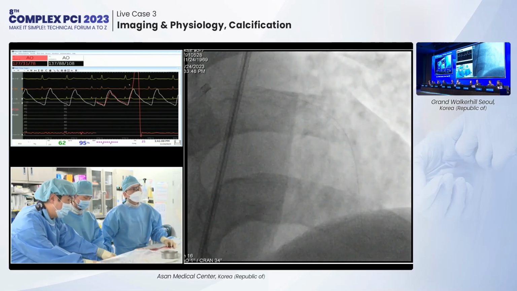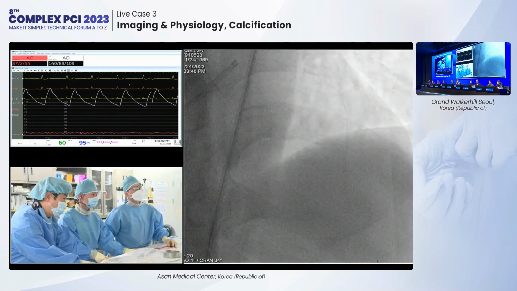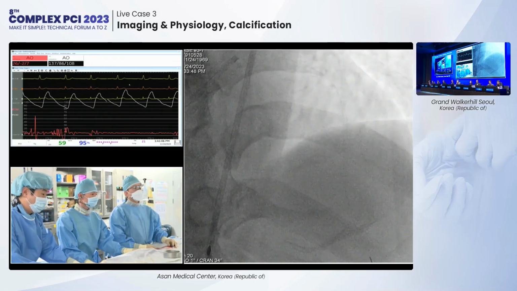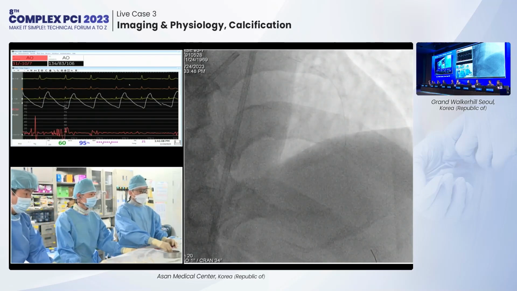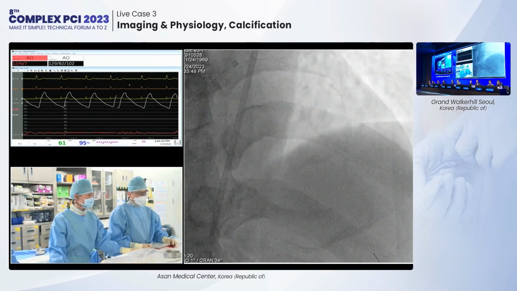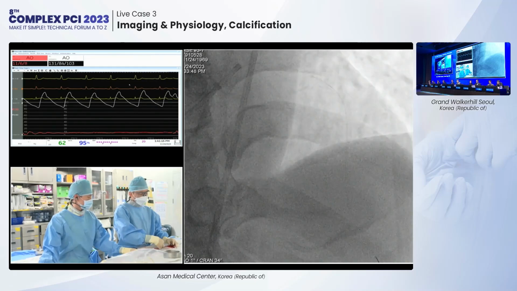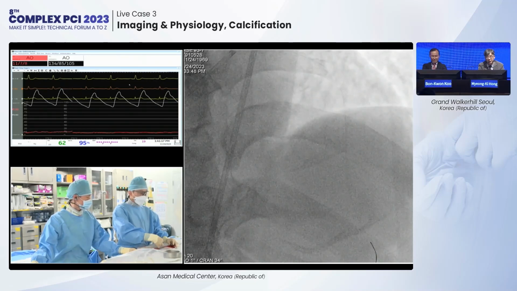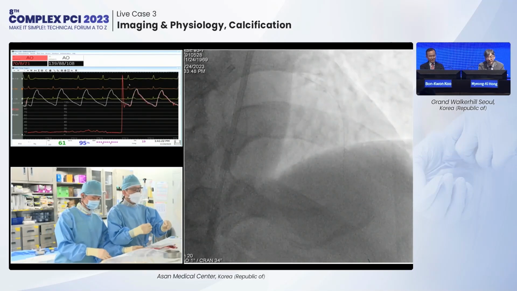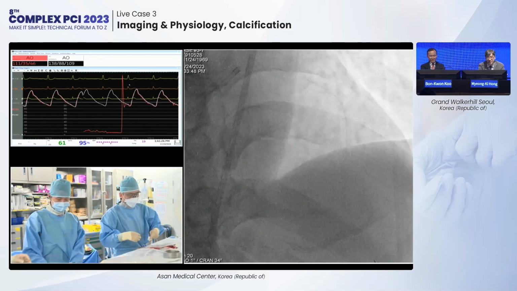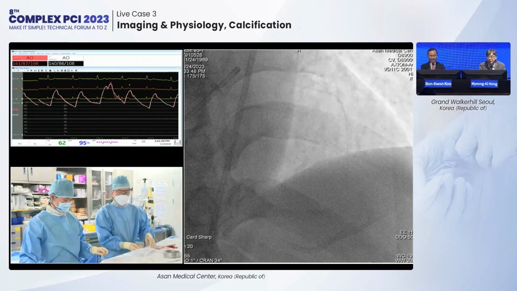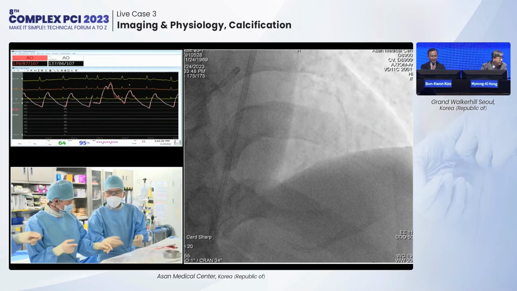Start. Okay, that's the wire position. Dr. Kang, after you show us the IVUS image after the rotablation, we will move to the other cases, and we will be back again. Okay. Please show us the IVUS image. Yes, we'll check the IVUS.